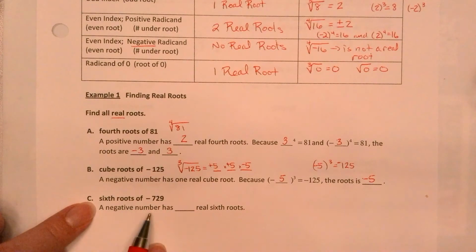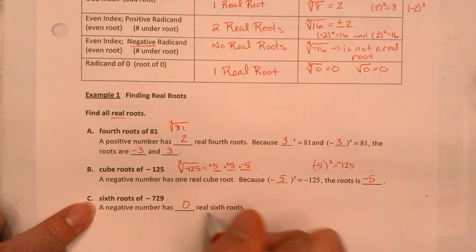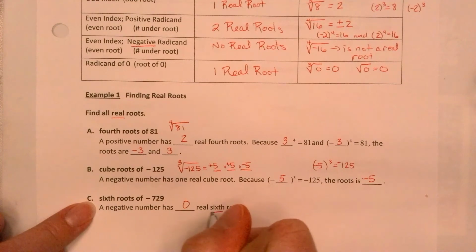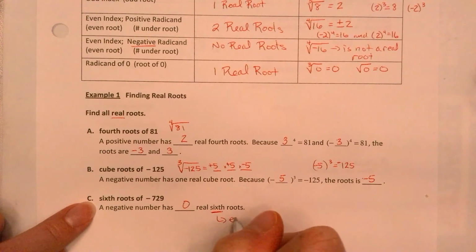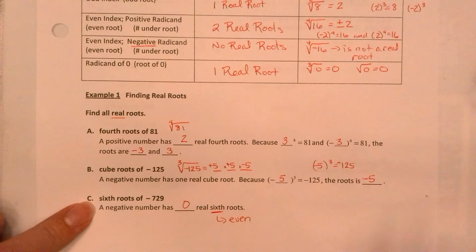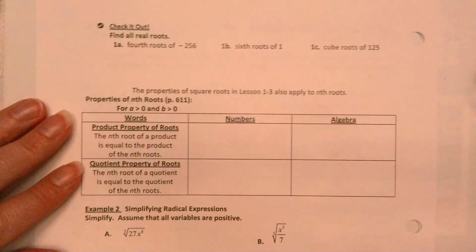So a negative number has no real even roots. Anytime that you have an even root, you cannot take that of a negative number. All right, we'll keep going here. We have some more examples.